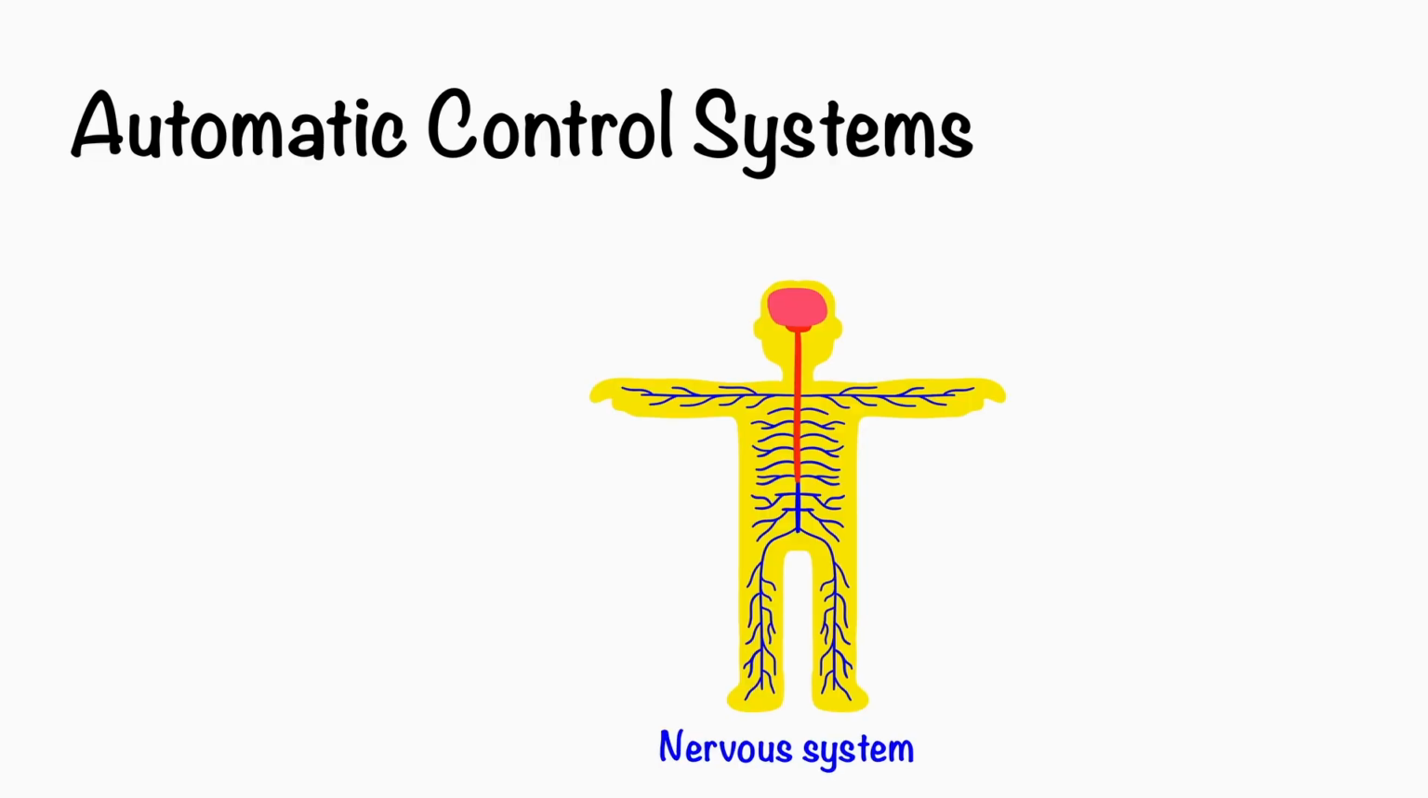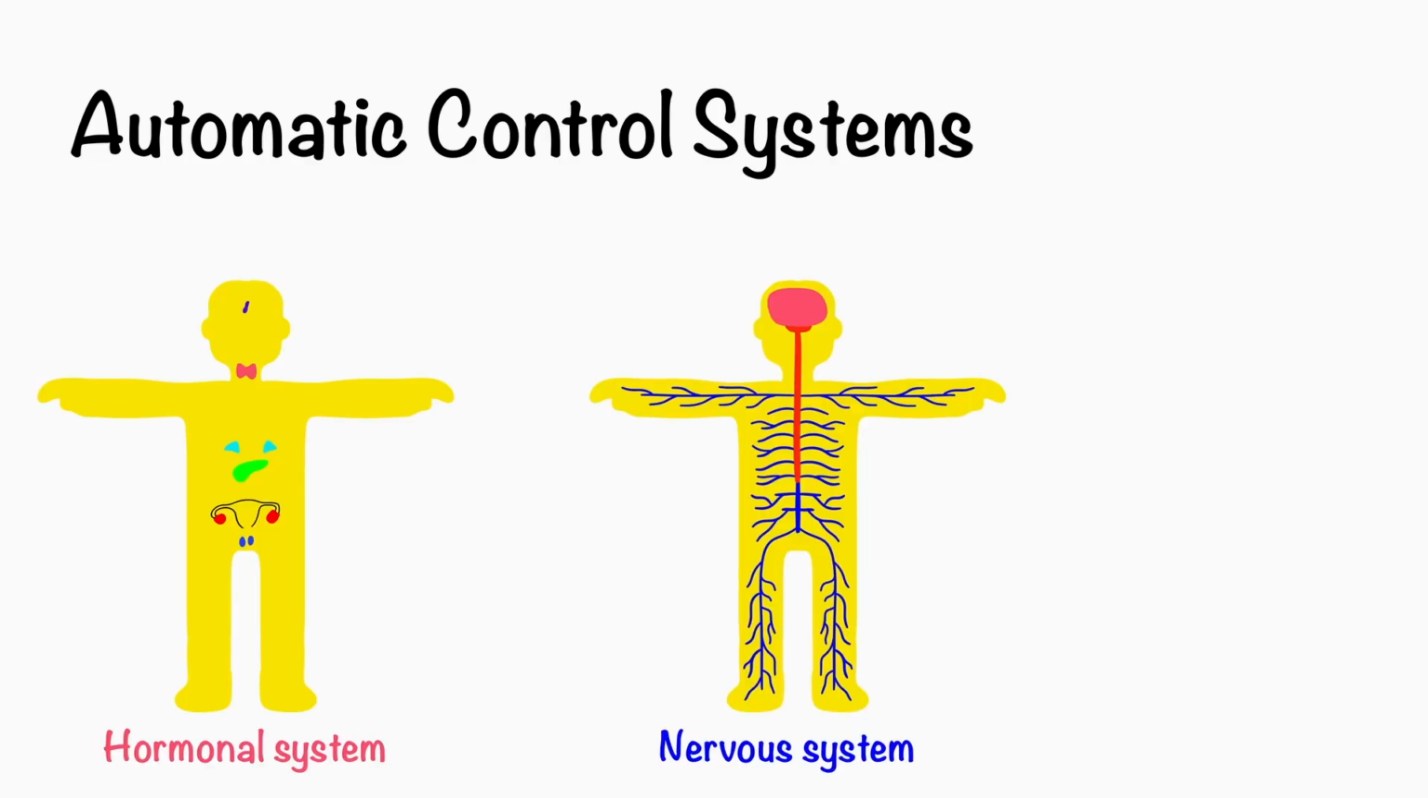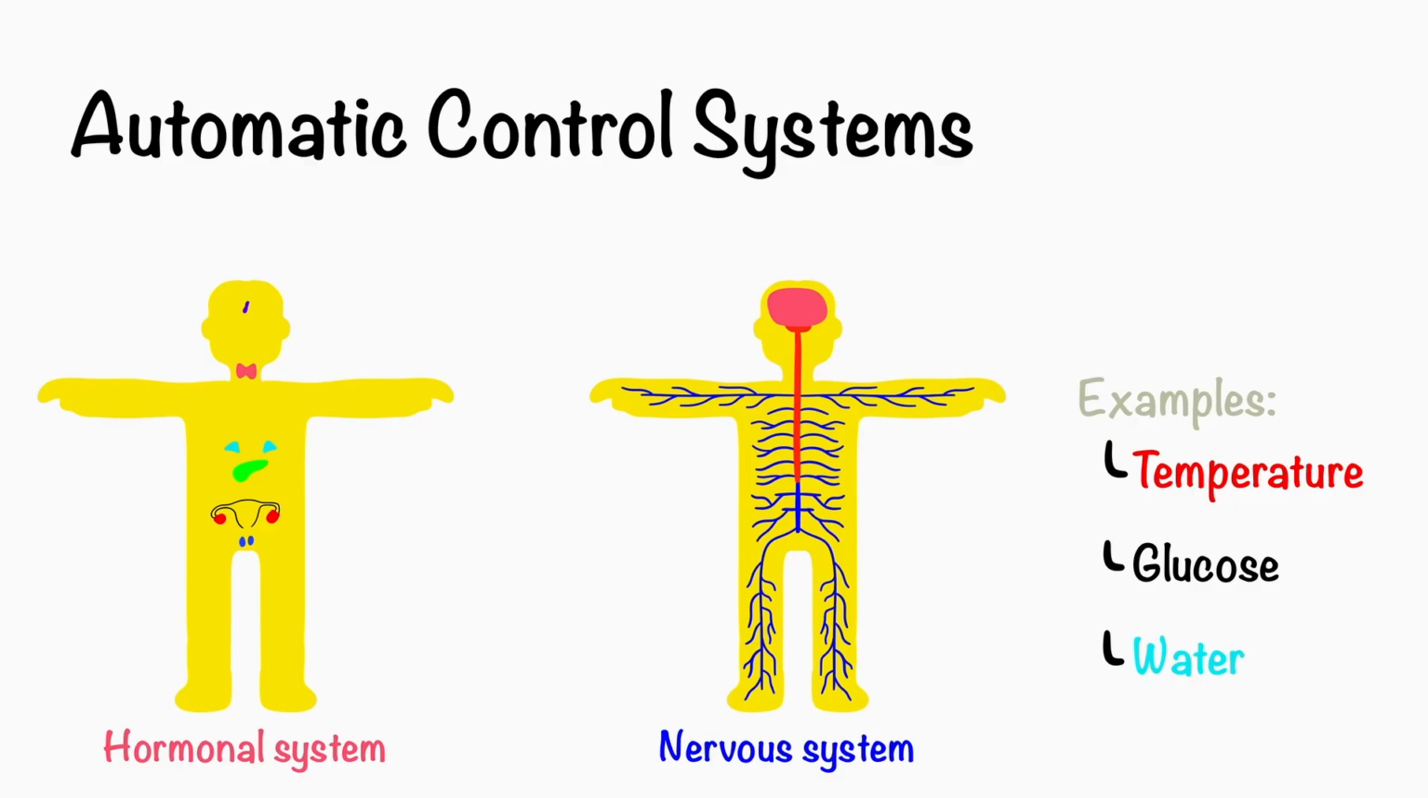Our bodies have several automatic control systems that regulate our internal environment. These include both nervous and hormonal communication systems. For example, there are control systems that maintain your body temperature, blood glucose level, and water content.